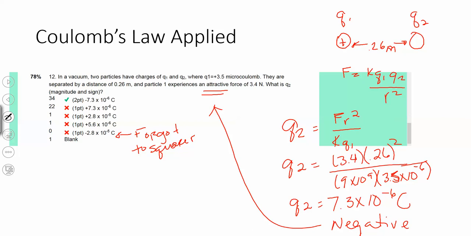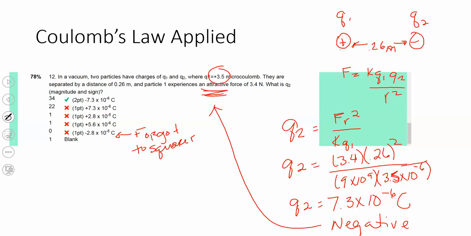All right, in a vacuum, 2 particles have charges, q1, q2, separated by a given distance. One particle feels an attractive force. Well, the first thing you should do is draw your diagram. If this is positive, then the other one's got to be negative if there's an attractive force, okay? So that tells you right there, and drawing your diagram helps you remember when you're going back to your answers. This is another example of Coulomb's law applied.